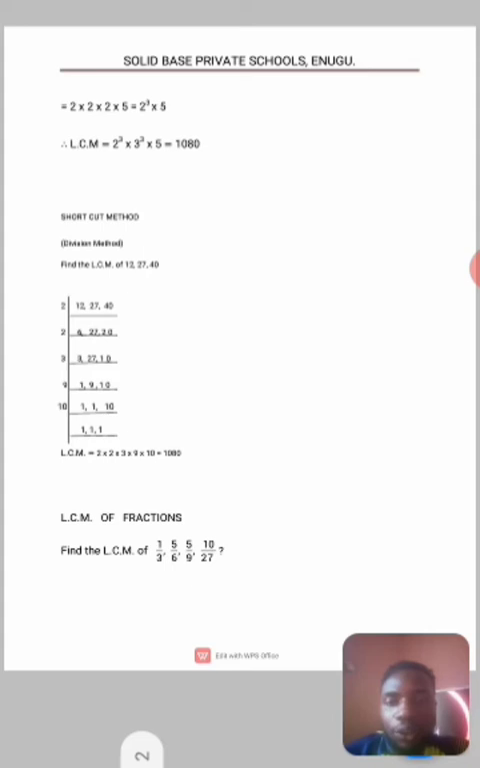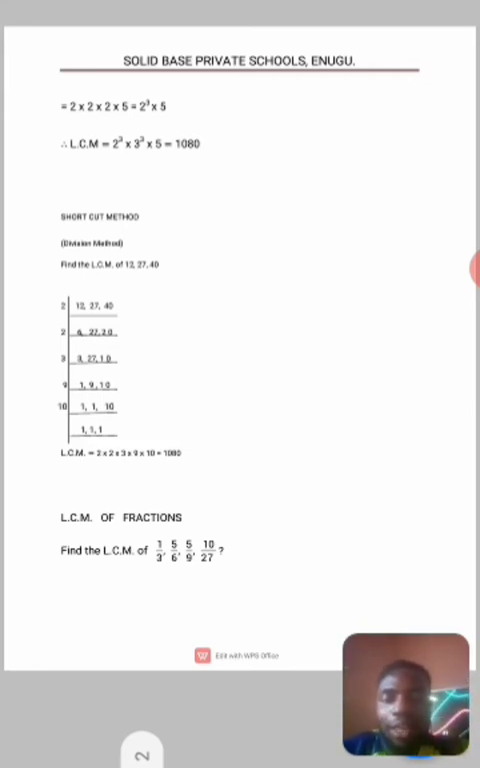Now the first thing you need to do to solve a problem under this method, we're still going to use the same values. Find the LCM of 12, 27, and 40. Okay, so all you need to do now is list out those numbers 12, 27, and 40. Now you check the least number that can divide through at least 1 or 2 of those numbers. So 2 can go through. 12 divided by 2 is 6. 27 cannot divide by 2 because there will be a remainder. So 40 divided by 2 is 20. Okay, now you move to the next one.